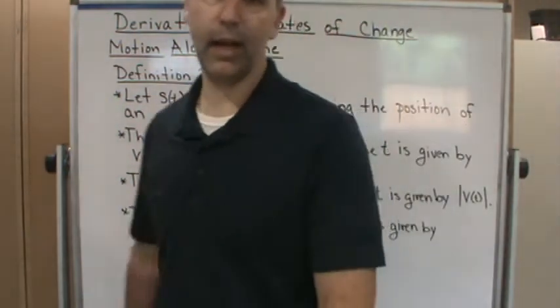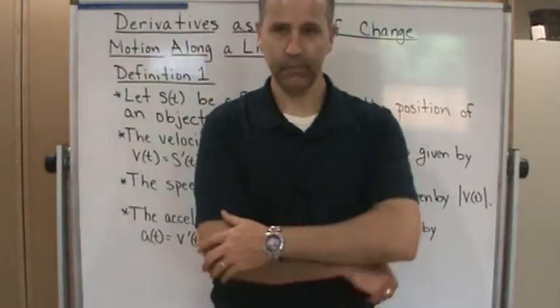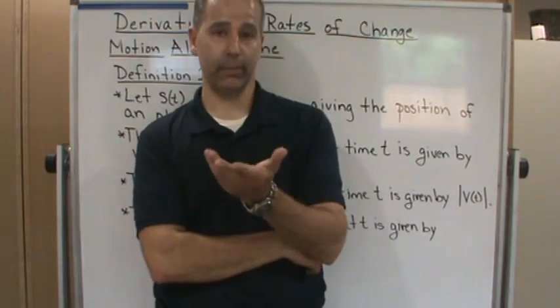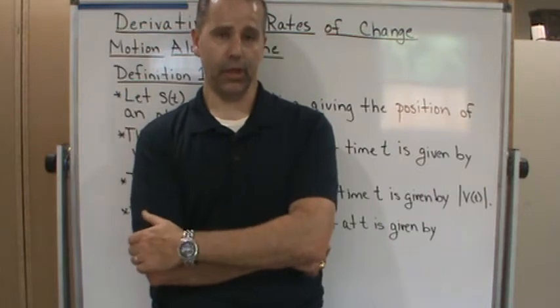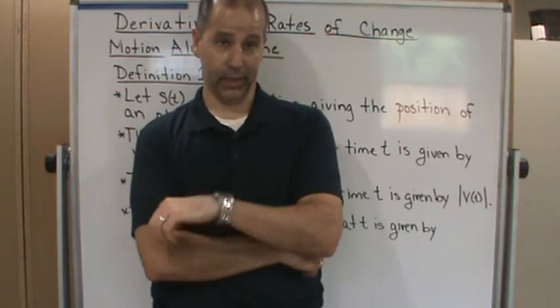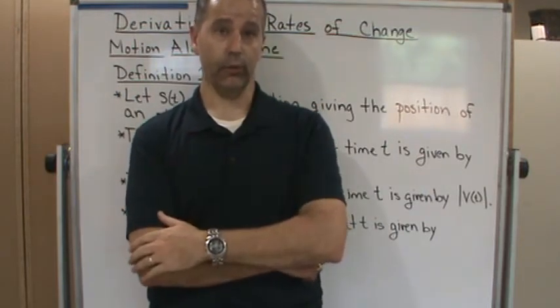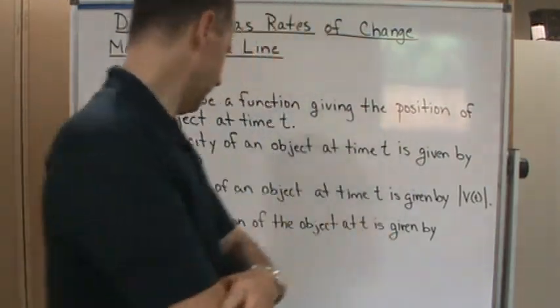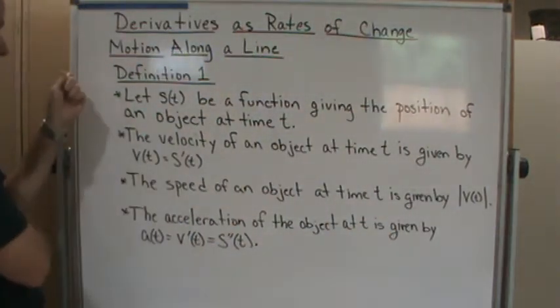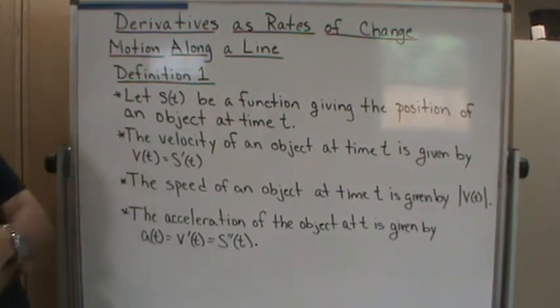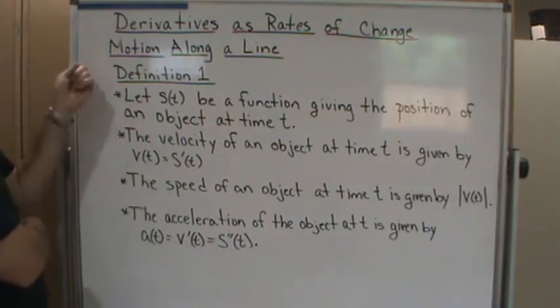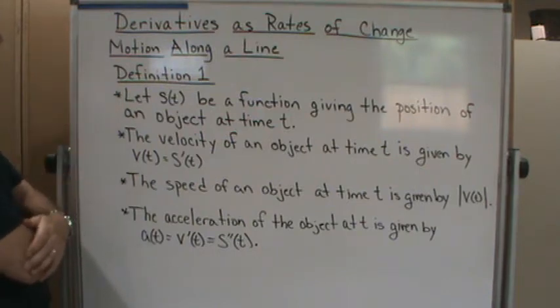All right, welcome back. Now I'm going to go over a couple of things that you may already be aware of from previous discussions, previous lectures. But I want to go over them again because we're going to be using this going forward for this section here. So we're going to talk about motion along a line. Again, this is going to be a little bit of review. So the first definition we're going to talk about is this.